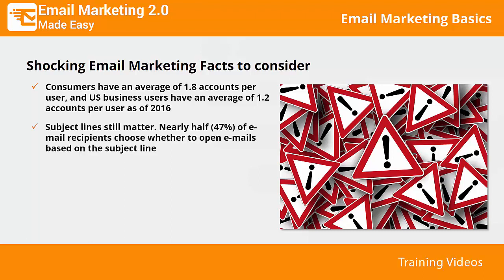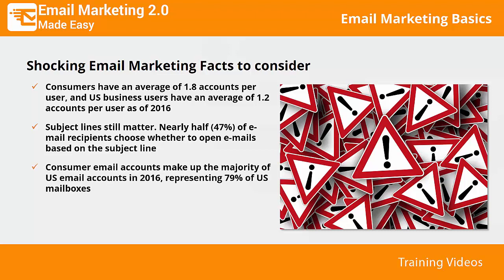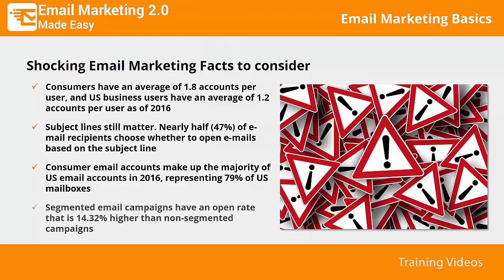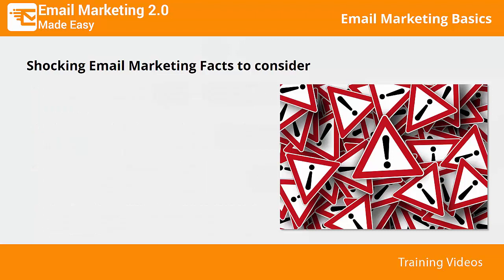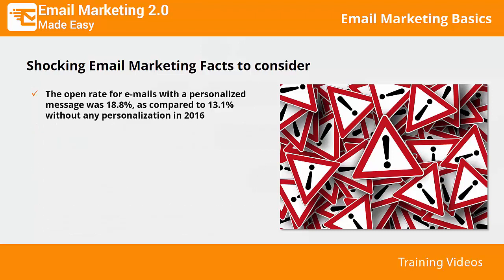Subject lines still matter. Nearly half, 47%, of email recipients choose whether to open emails based on the subject line. Consumer email accounts make up the majority of U.S. email accounts in 2016, representing 79% of U.S. mailboxes. Segmented email campaigns have an open rate that is 14.32% higher than non-segmented campaigns. The open rate for emails with a personalized message was 18.8%, as compared to 13.1% without any personalization in 2016.